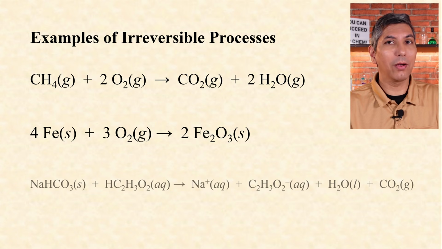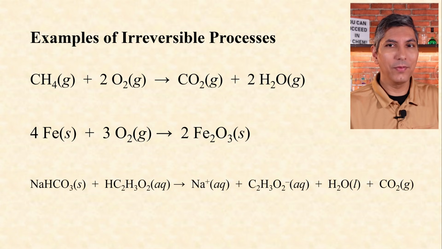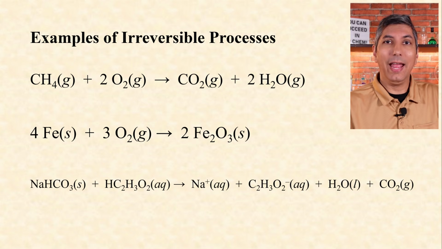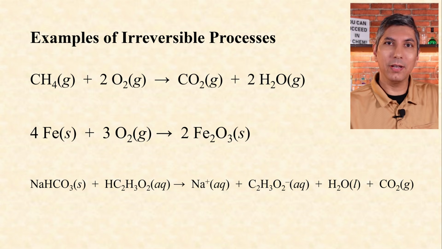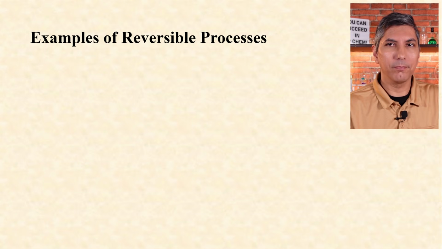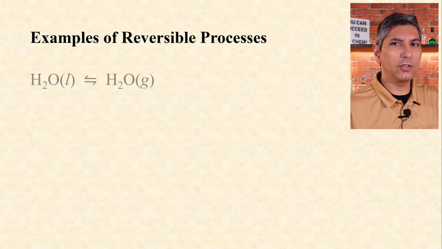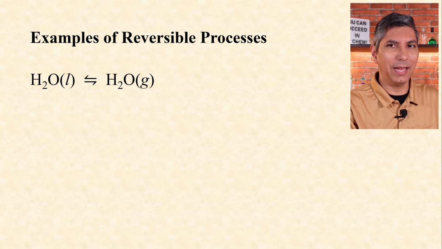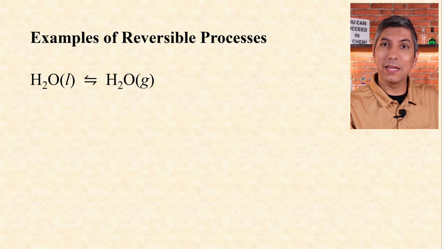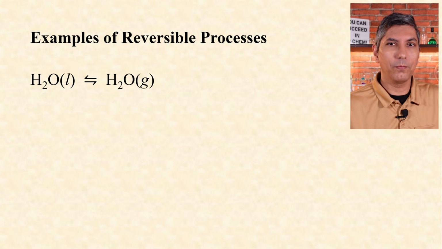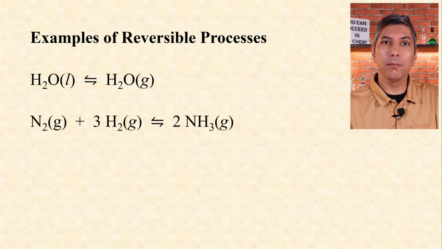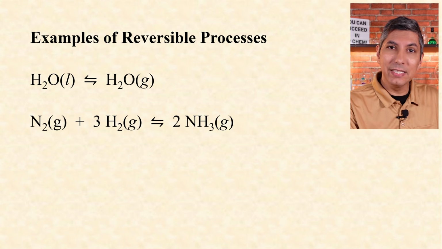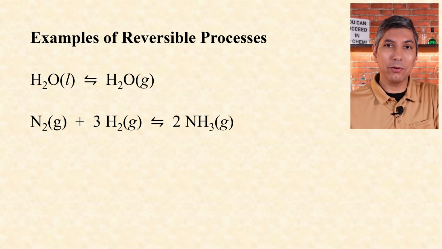Another one is sodium bicarbonate, also called baking soda, reacting with vinegar, acetic acid, to produce sodium ions, acetate ions, water, and carbon dioxide. On the other hand, most processes are reversible. For example, water can transition from the liquid state to the gaseous state, but water vapor can also be condensed to become liquid water. Nitrogen reacts with hydrogen to make ammonia gas, but that reaction can also go in reverse as ammonia gas decomposes into nitrogen and hydrogen gases.